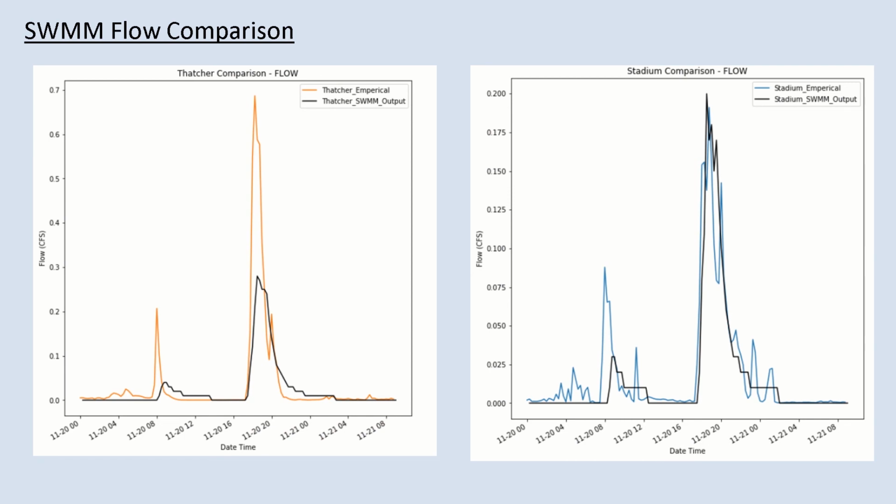While the Thatcher flow has a much higher error. Our inclination is that this error is caused because we are measuring the depth in the manhole and not the pipe directly, potentially missing some head loss.